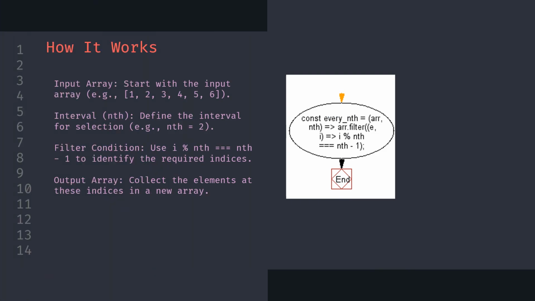The program operates in 4 simple steps. First, we take an input array and define the interval for extraction. Second, we use the filter method to process each element, checking if it matches the condition. Third, only elements at positions satisfying i modulo nth is equal to nth minus 1 are included in the output. And finally, we return the new array with the extracted elements.